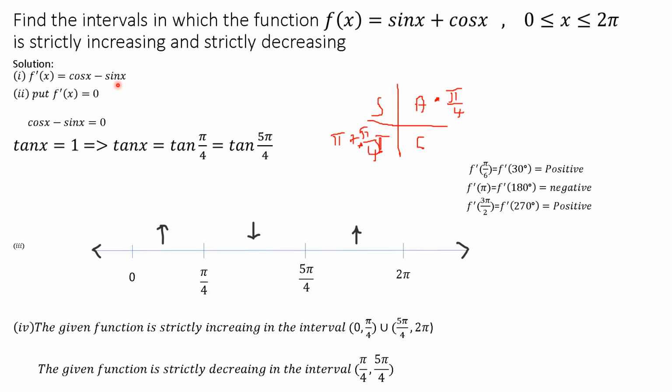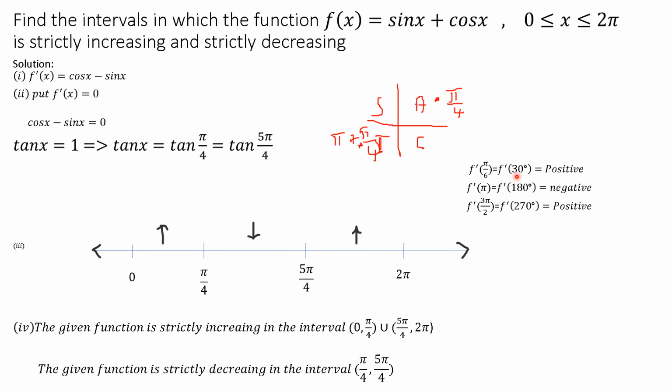Therefore you will get a positive number here. f dash of 30 degree is a positive number. Positive number means the function is increasing in this interval. The function is increasing in the interval 0 to pi by 4. Here I have taken 30 degree in the interval 0 to 45 degree.